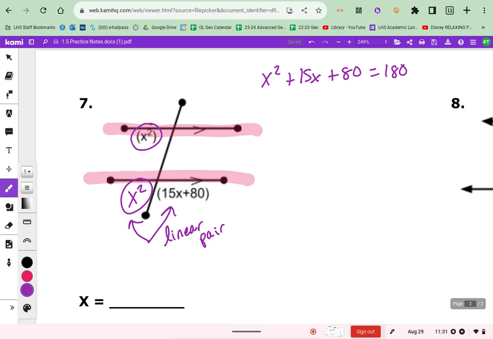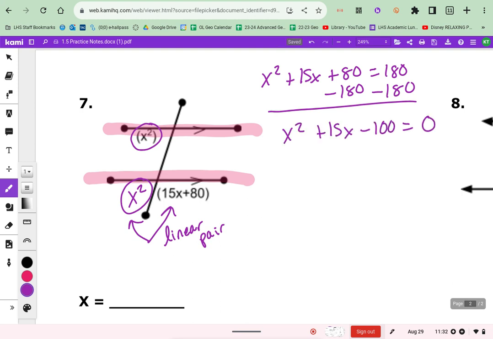All right, we have an x squared and an x. What do you think we're going to have to do to solve? Perhaps factoring? Yes. So before you factor, we want to get everything on one side of the equation. So I'm going to start by subtracting 180 from both sides to move everything to the left so that I get x squared plus 15x minus 100 equals 0.